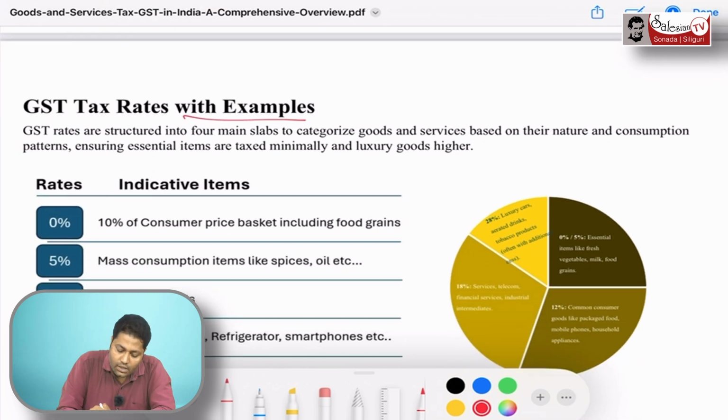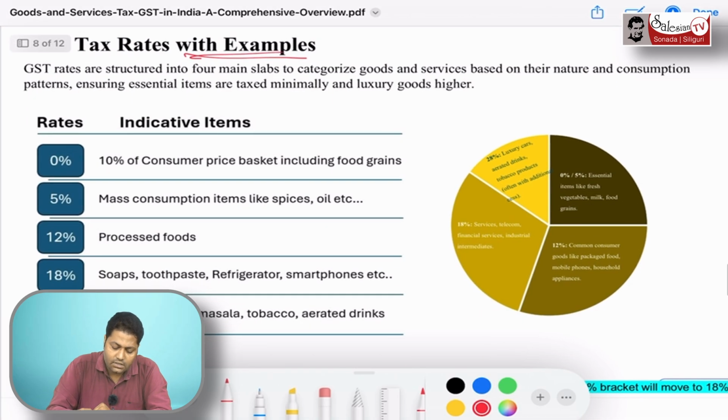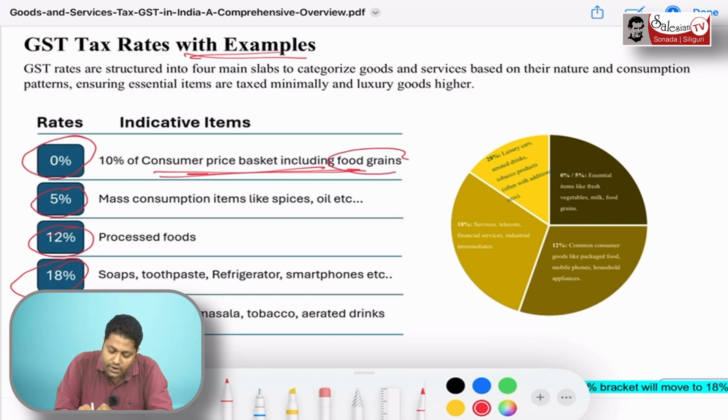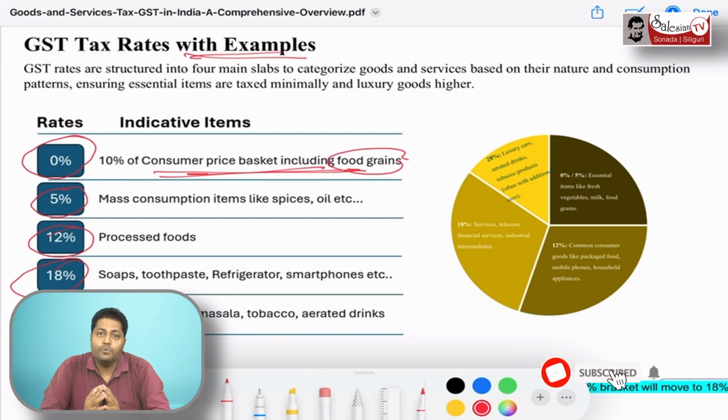We will try to see it with examples. Now what are the tax rates? As you all know, the tax rates are 0%, 5%, 12%, 18%, 20% and 28%. Now for the consumer price basket goods, that is food grains and all, about 10% of the consumer price basket comes under 0%. That means tax will be charged but it will be returned as 0%. Don't get confused with another term: the 0% that comes in the export-import section.